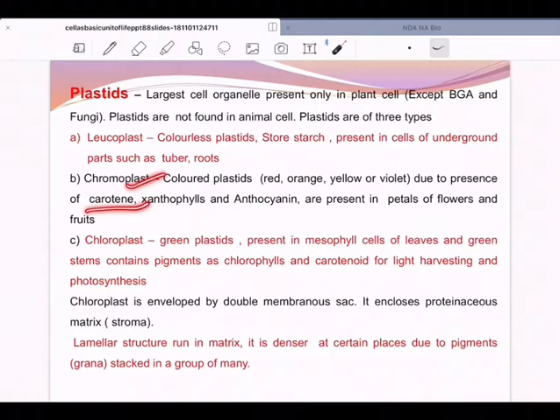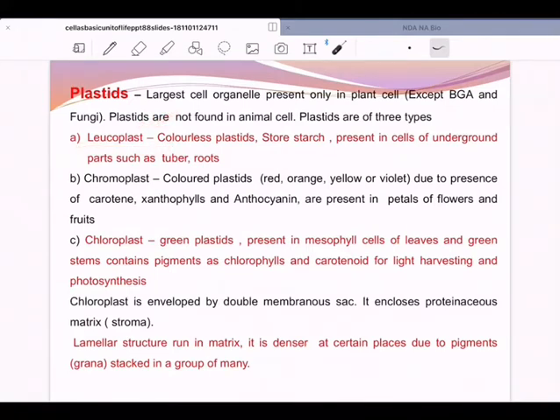And there is something called carotene, xanthophyll. So here we said chlorophyll, green color. Here xanthophyll, yellow. Anthocyanin. These are the various pigments, coloring substances that are present in chromoplast. That's why chromoplasts are responsible for various colors present in flowers as well as leaves, and to some extent in stems also. And they also store starch and help the plant to utilize the stored starch.